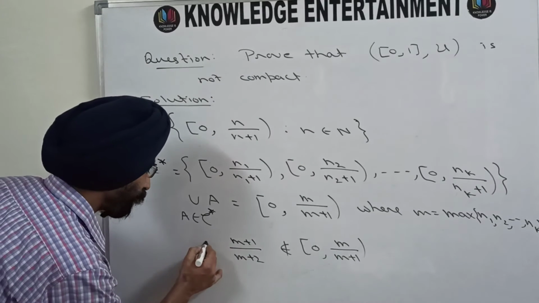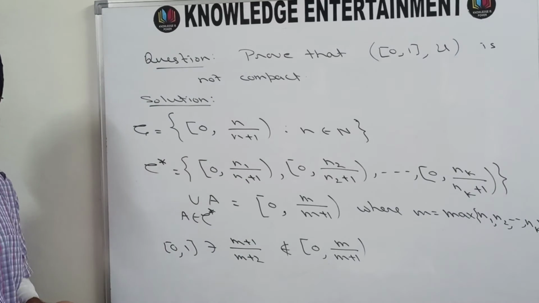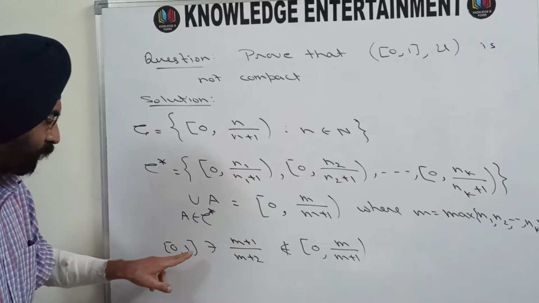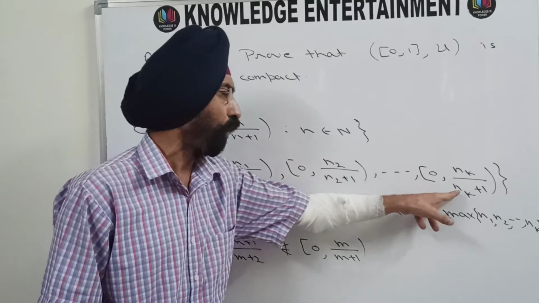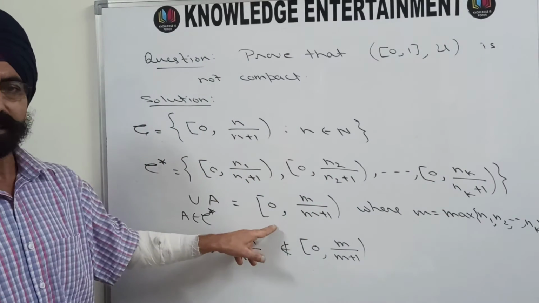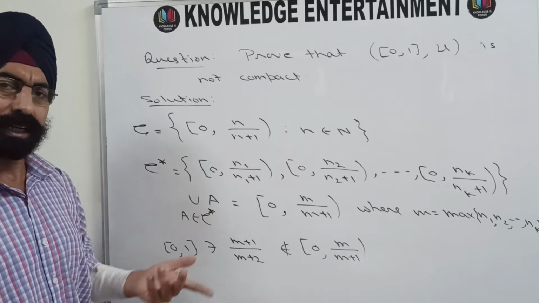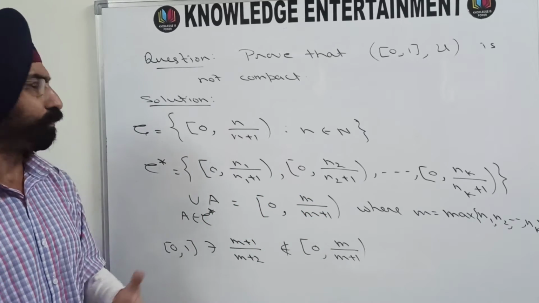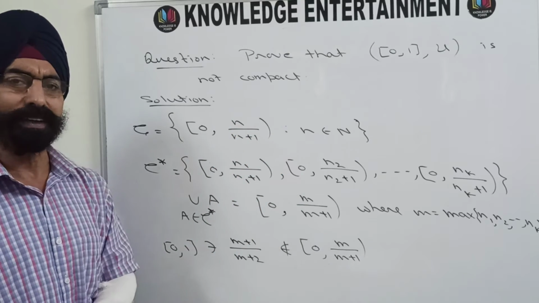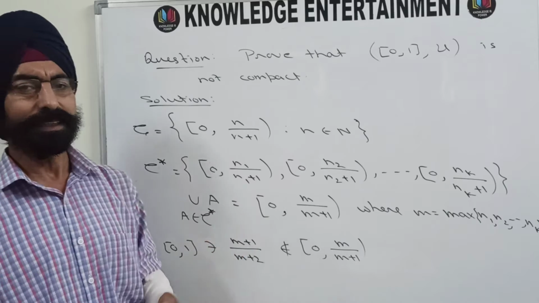Because this element is in the closed interval [0, 1]. So here is an element of the closed interval [0, 1] which is not covered by the union of all members of this subcover. So that means it is not a finite subcover. In fact, it is not a cover. It is only a collection of a finite number of members of C, but it is not a cover.